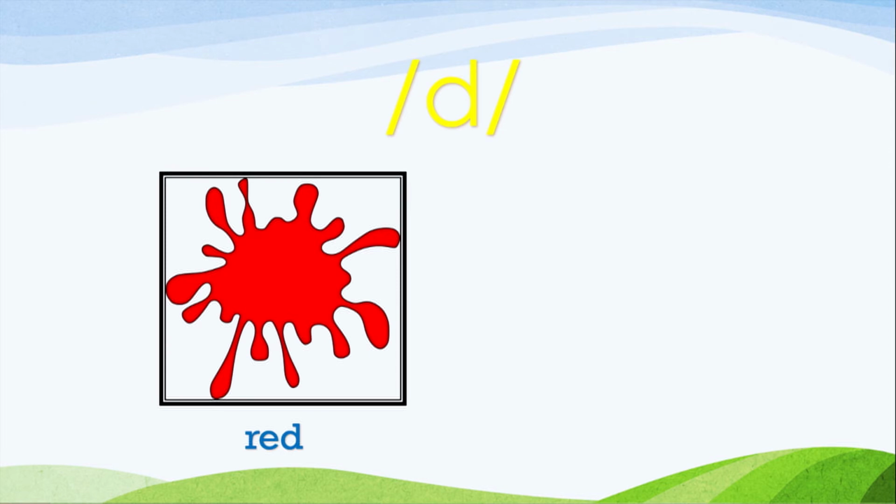We are listening for the D sound. Which sound? The D sound. What is that? It's a picture of something red. Red paint, maybe? So the word is red. The word is red. What sound do we hear at the beginning? Do we hear the D sound? Red.